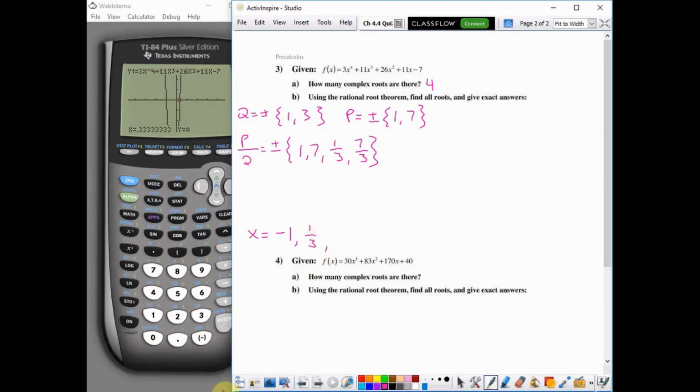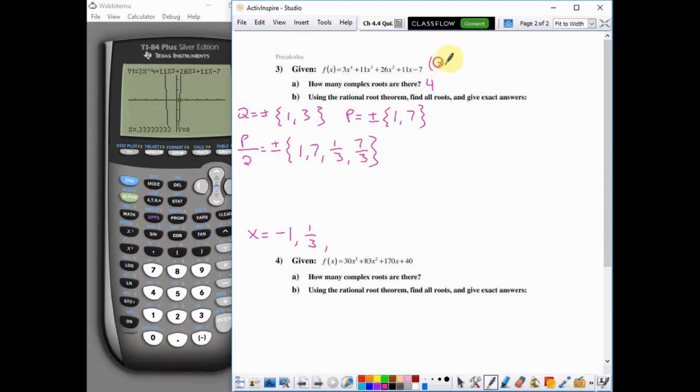Now the other two, I decided there have to be 4 because I've got a degree of 4. The other two, either they're so far to the right or left that I just can't see them without zooming way out, or they're non-real, in which case they don't actually cross the x-axis. So all I'm going to do is divide again.